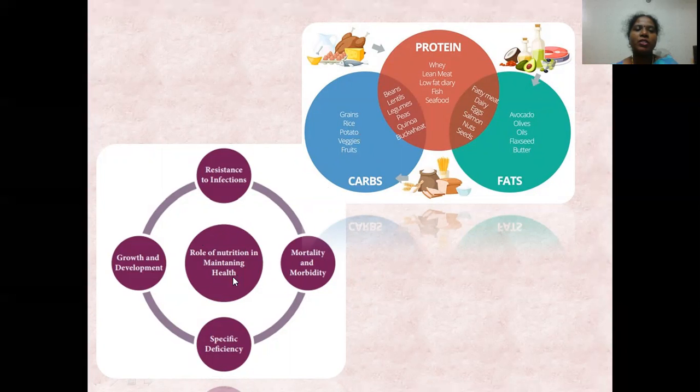Role of nutrition in maintaining health. When we eat these nutrients, they are helpful in the following ways. They play an important role in growth and development. They provide resistance to infections. Mortality and morbidity can be decreased, and a specific deficiency of an individual can be treated by administering proper nutrients.